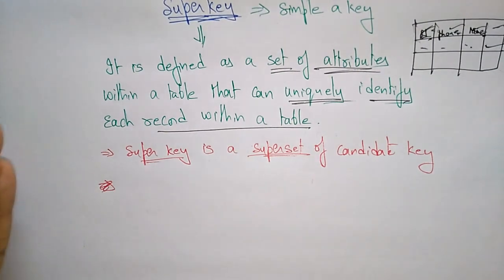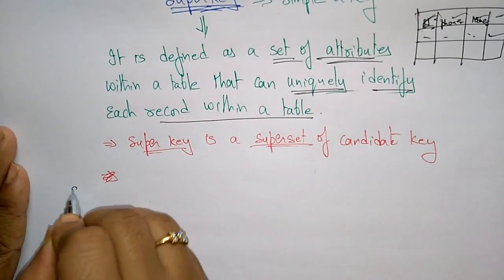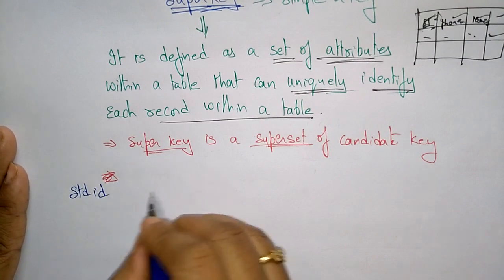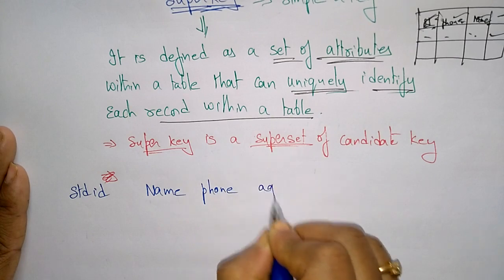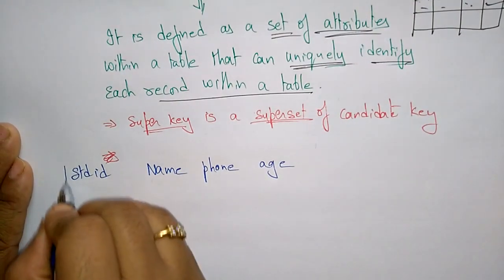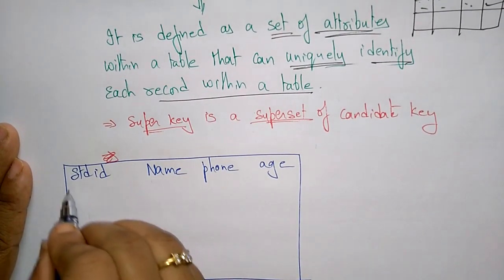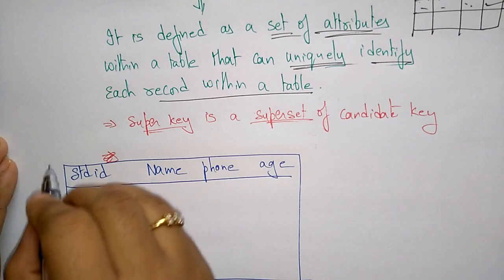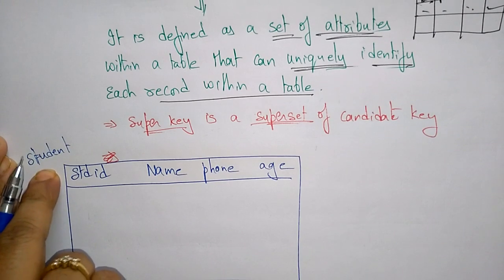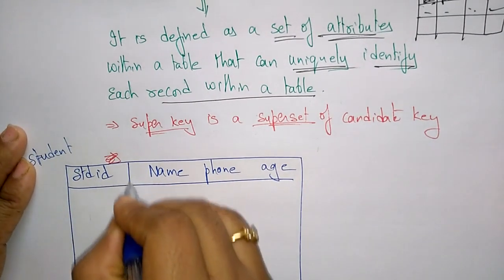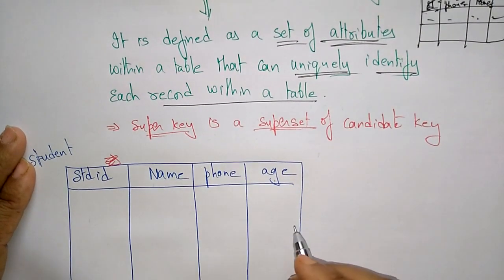Let me take one example for this. Here I am taking the student ID, name, phone number, age. These are all called attributes in a table. The table name I am giving is student. This is a student table, meaning the student relation. In this student relation, the fields present are student ID, student name, student phone number and student age.